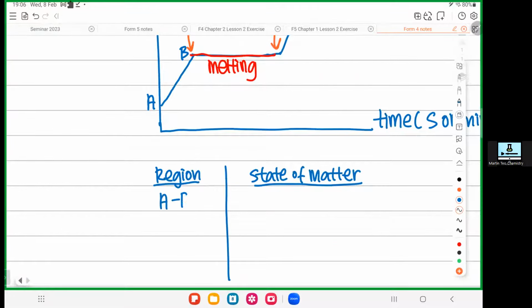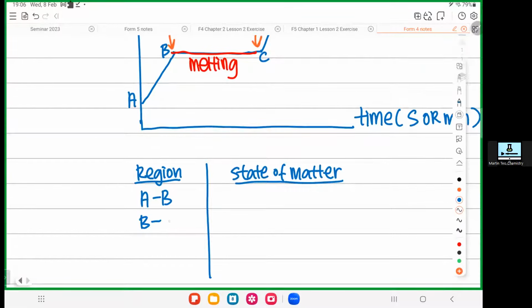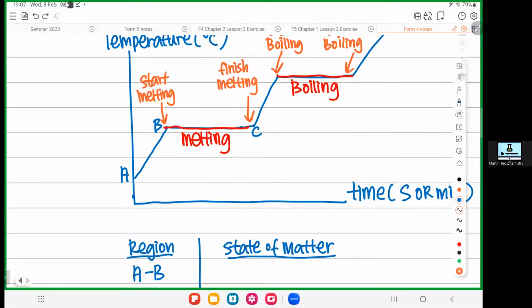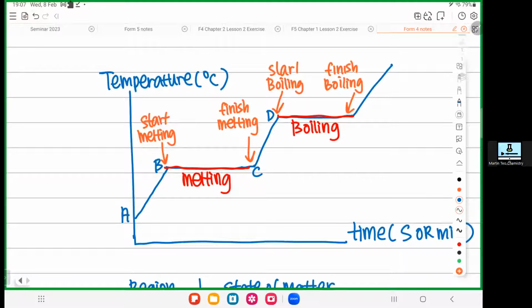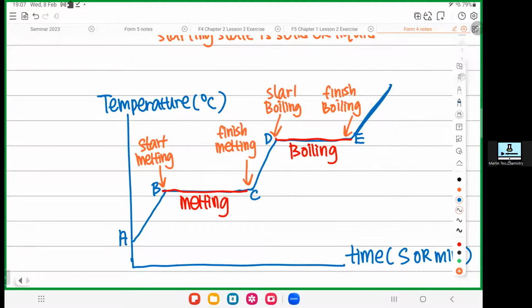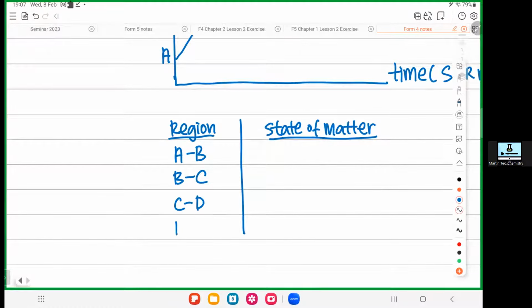Then the second region is this horizontal line, B to C. Then this region from here to here, C to D. And this region, D to E. Last one, this region, E to F. So there are a total of 5 regions here: A to B, B to C, C to D, D to E, E to F. So now I want you to know the state of matter.